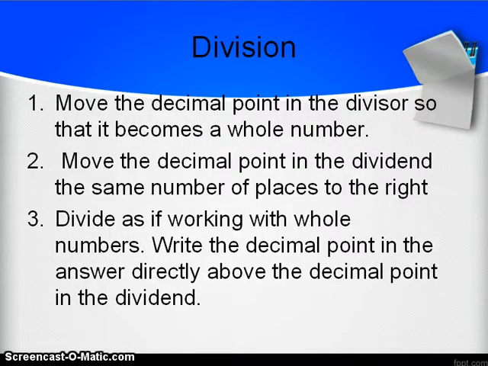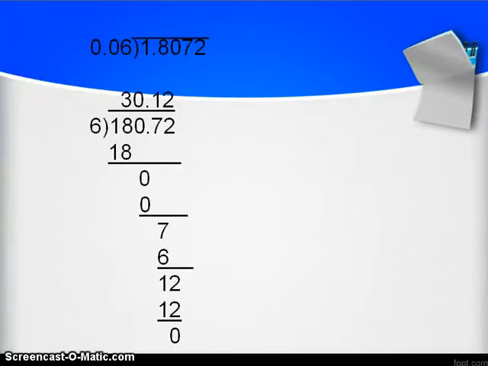So in division, there are steps in doing division of decimals. You have to move the decimal point in the divisor so that it becomes a whole number. Then move the decimal point in the dividend the same number of places to the right. Then divide as if working with whole numbers. And you can write the decimal point in the answer directly above the decimal point in the dividend. So let's have an example.